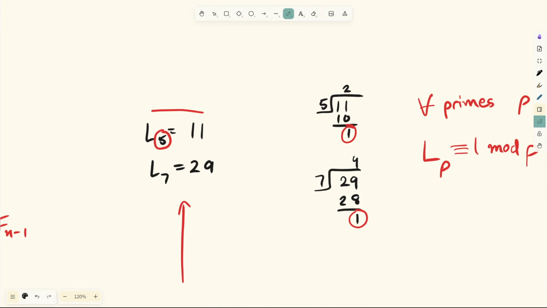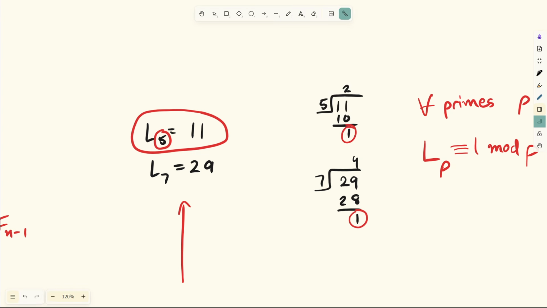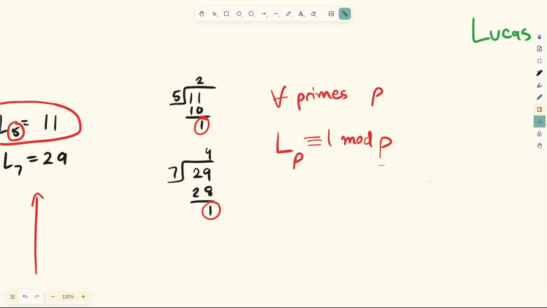So the 5th Lucas number is 11. And what you can get if you divide 11 by 5 is the number 1. So 1 is the remainder when you divide 11 by 5. Similarly, the 7th Lucas number divided by 7 also gives you the remainder 1. And this happens to be true for all prime numbers. So for all primes p, the pth Lucas number gives you a remainder of 1 when divided by p, which can be written as 1 mod p.